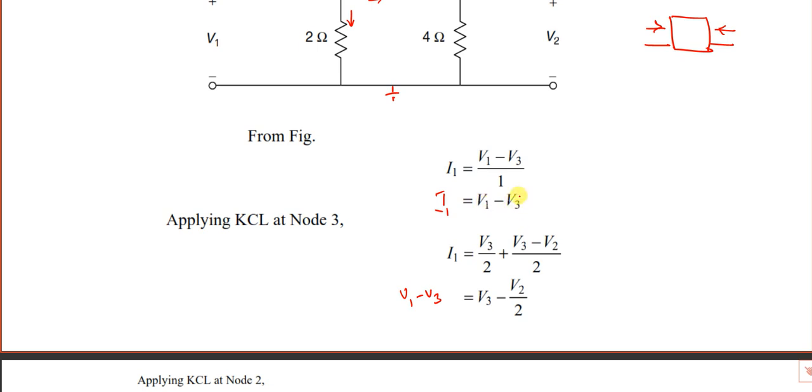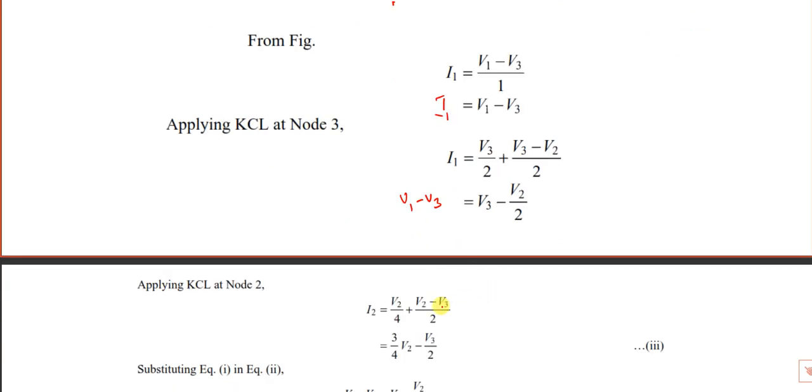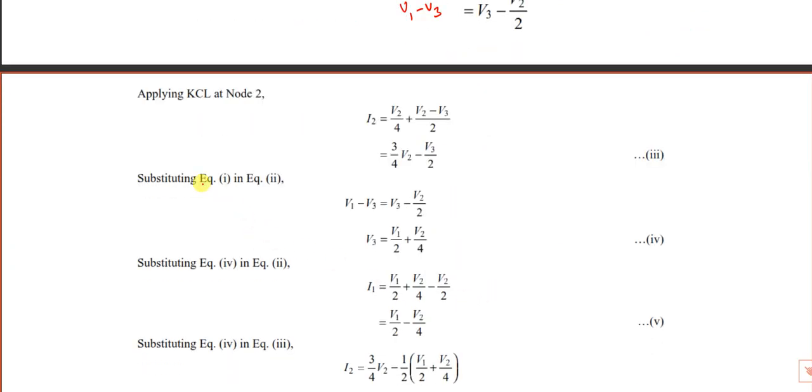So how to eliminate this V3 is to apply KCL at node 3. I1 is nothing but the same, V1 minus V3. And if I apply KCL, the other two currents are V3 by 2 and V3 minus V2 by 2. So get an expression for V3 from this expression. You're going to get the expression for V3 as this.